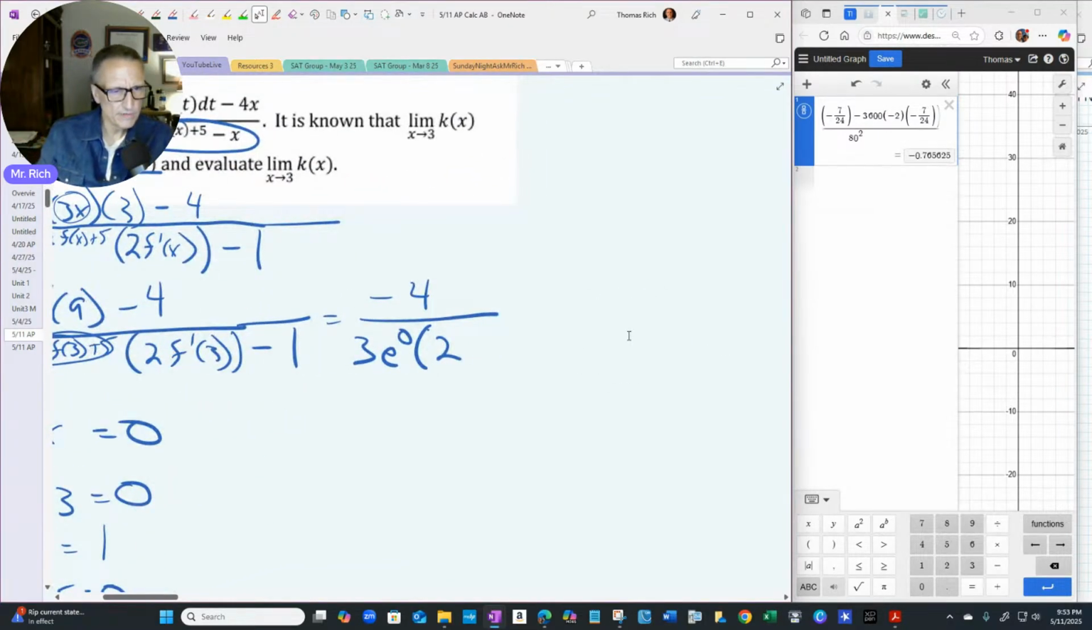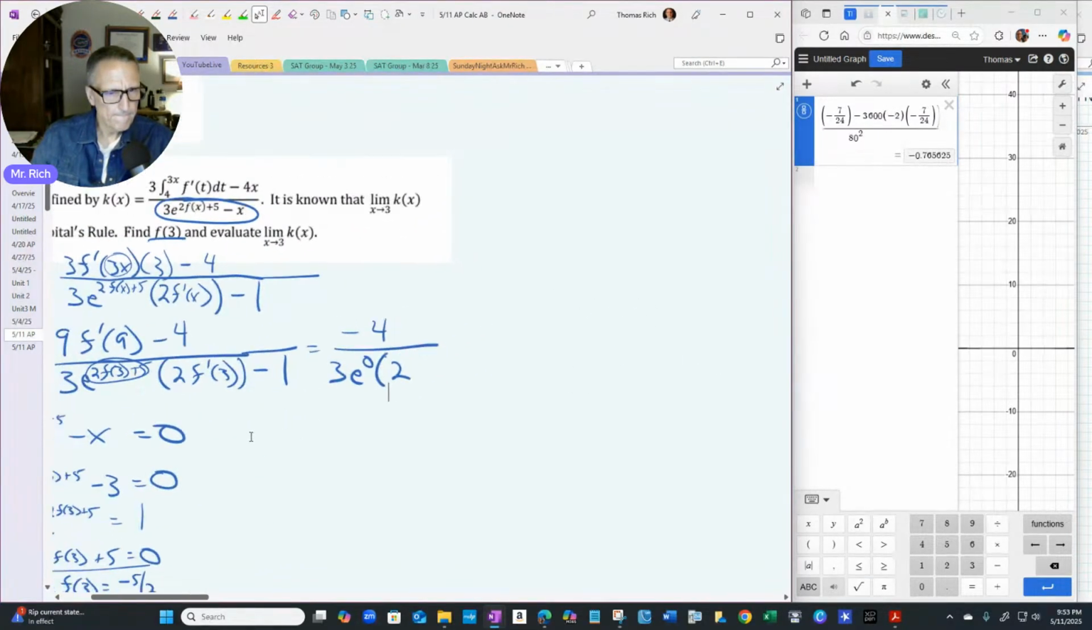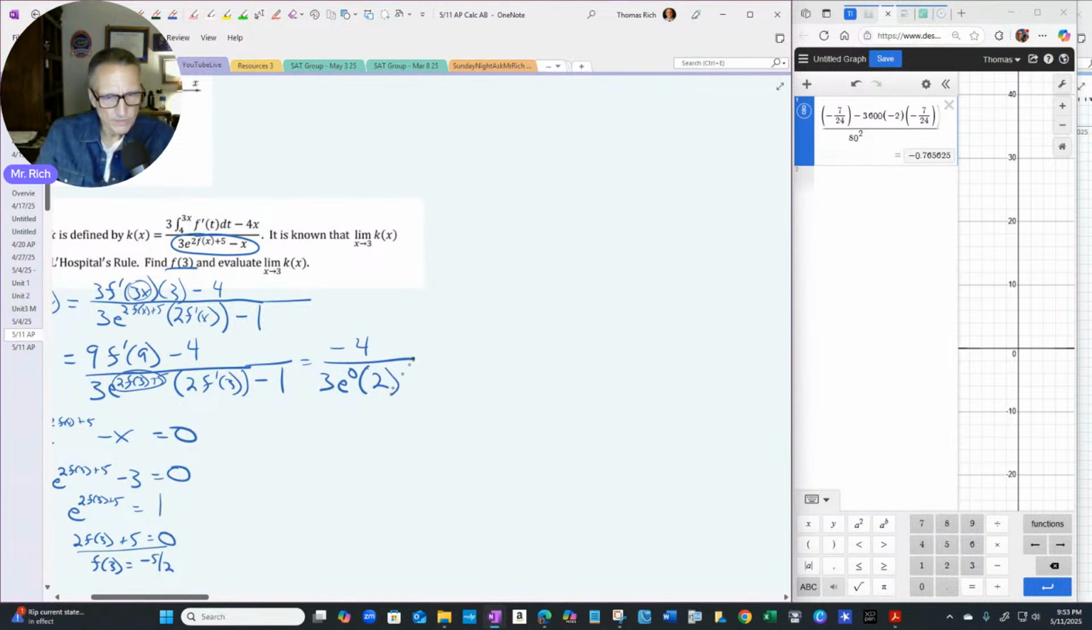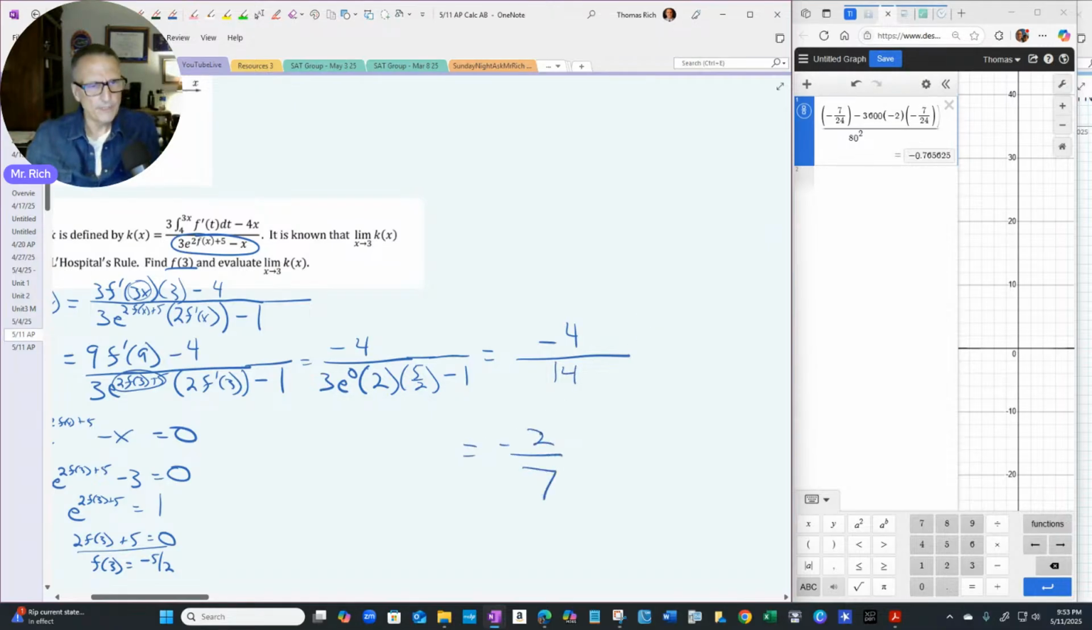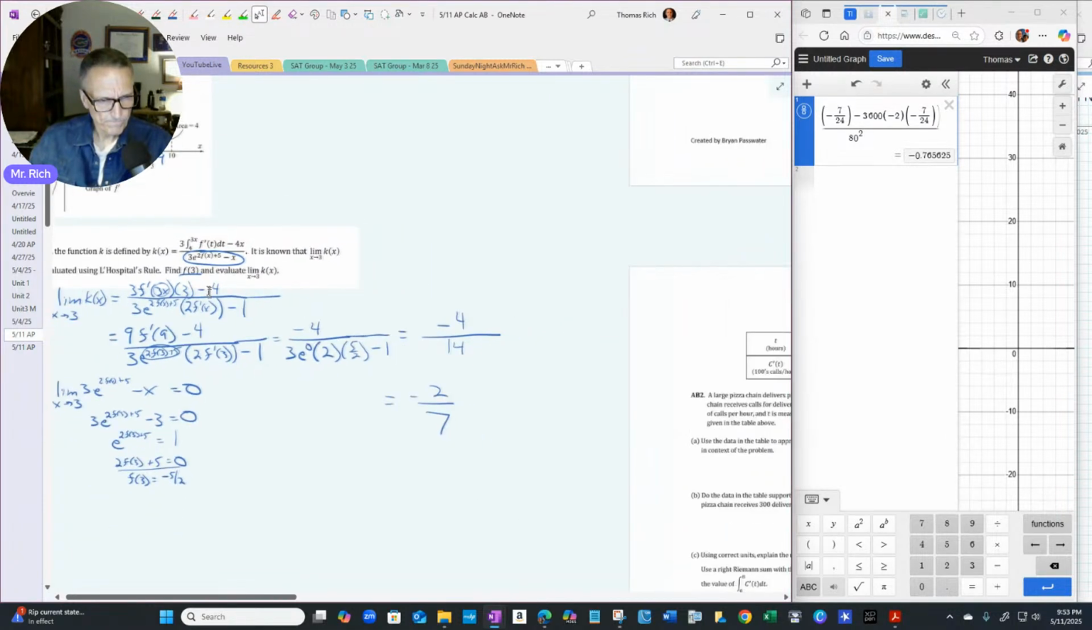So that makes this times 2 times 5 over 2, and then minus 1. So that turns out to be negative 4. That's going to be 14, right? That's going to be 3 times 1 times 2, 6. 3, 15. Yeah, it's going to be 14. So that's going to be a negative 2/7 is what our final answer is going to be there for the limit of k of x as x approaches 3.